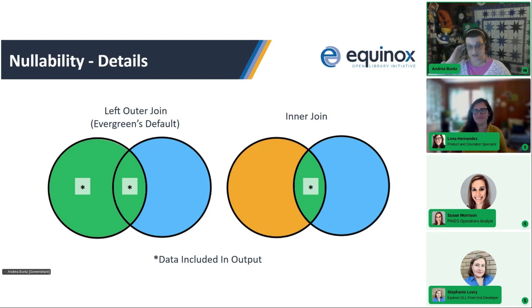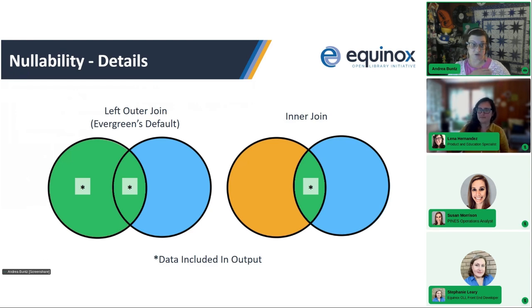So what this shows is a different way of showing that left outer join. You've got the parent on the left and the child on the right, and those asterisk fields are showing you the data that's included in the output. So that's showing all of that data. The inner join is only showing values that are not null across both of them. So nullability allows you to have more control over whether the null values in your fields are included in report output.